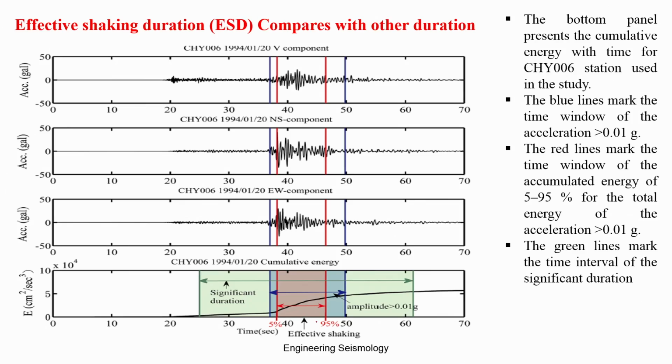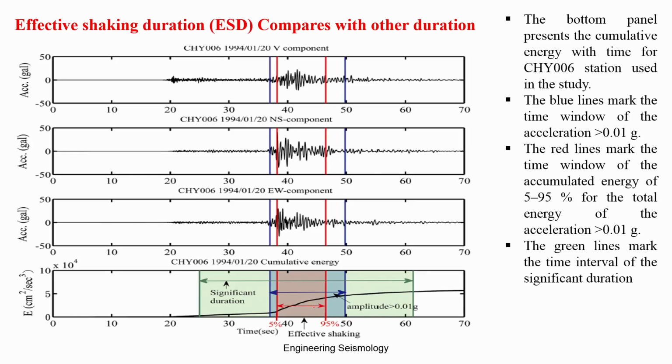Okay. So, the blue line marks the time window of the acceleration which is 0.01 g and above. The red line marks the time window of the accumulated energy for the 5 to 95%. So, it can be seen that the significant duration is less than the acceleration which causes damage.